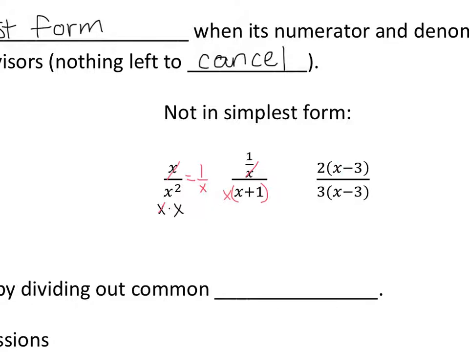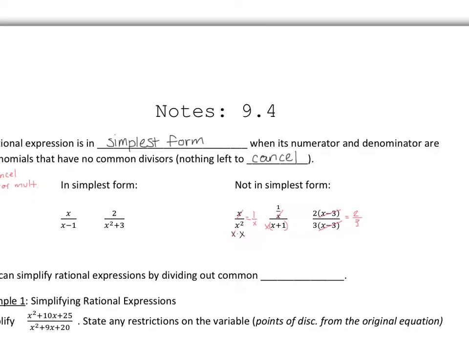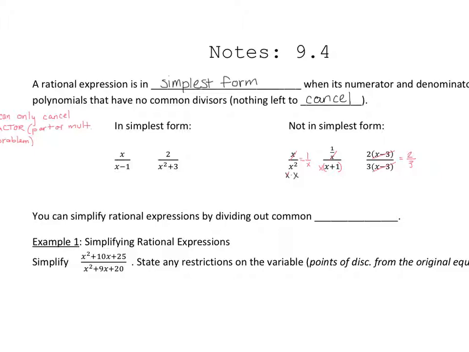Here, our x minus 3's match. These are factors because between the whole thing and what's in front of it is multiplication. So we can cancel this factor with this factor, and the simplified version would be 2 over 3. So we can simplify rational expressions by dividing out common factors.